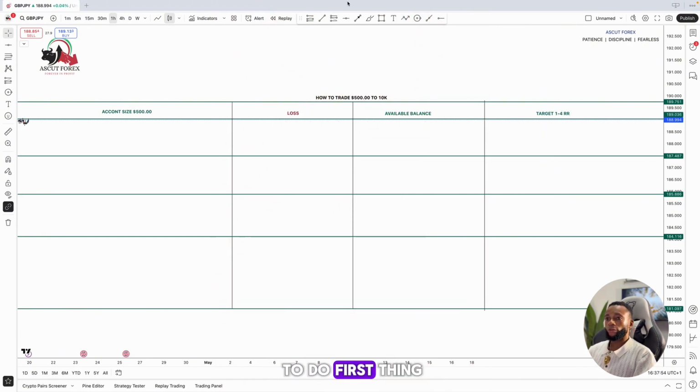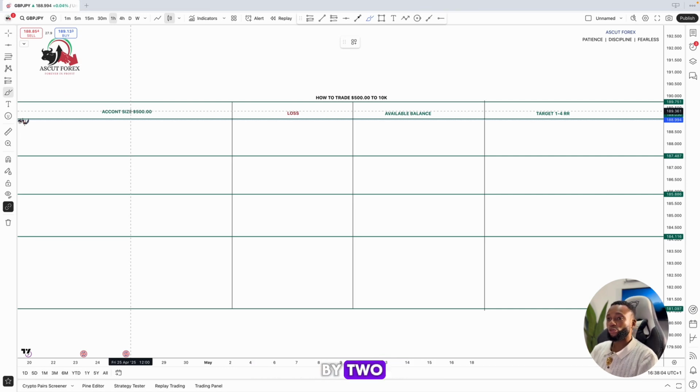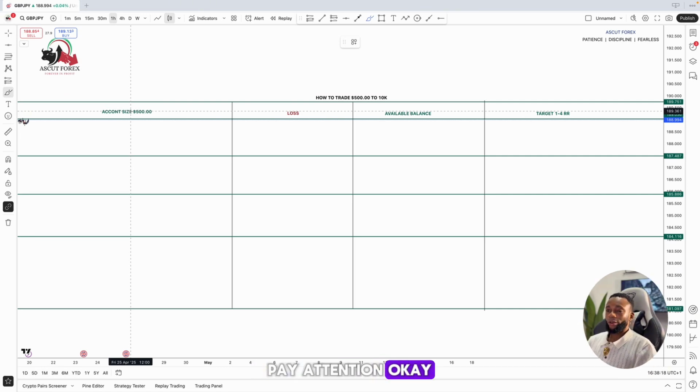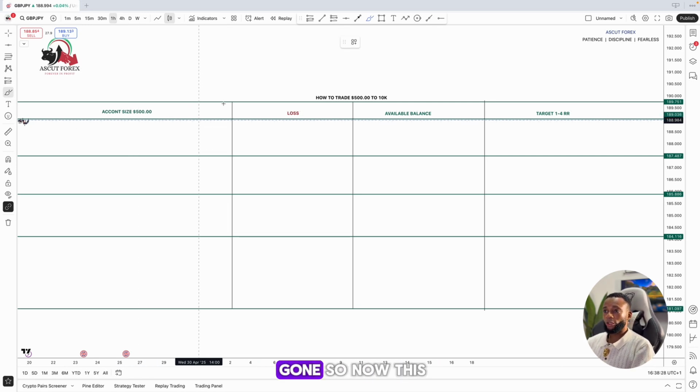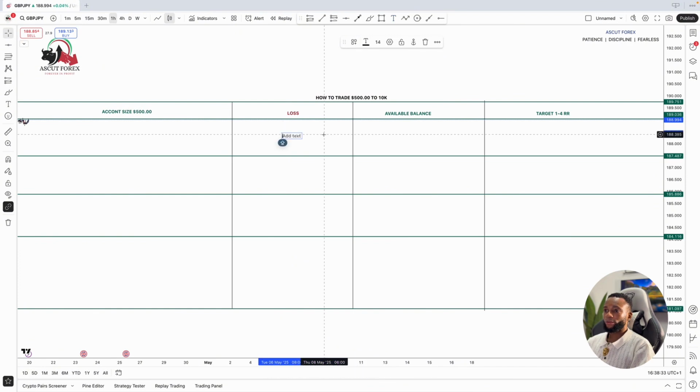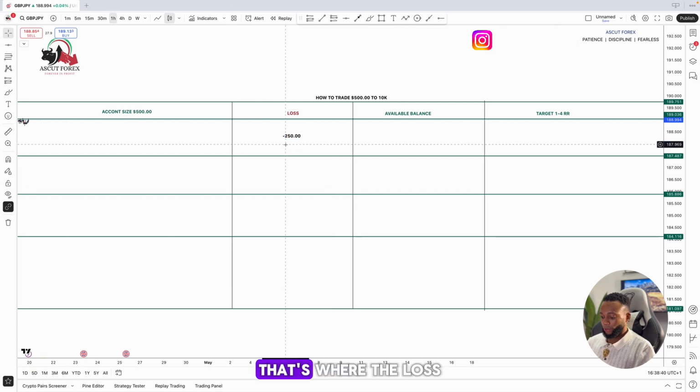So now this is what we're going to do. First thing, we accept the loss. We have to divide this initial balance, that's the $500, by 2. Pay attention. On this 10 trade here, we have already lost $250 out of our trading account. $250 is already gone. So now this is what we'll be doing. Here is going to be minus $250 loss. That's where the loss is coming from.